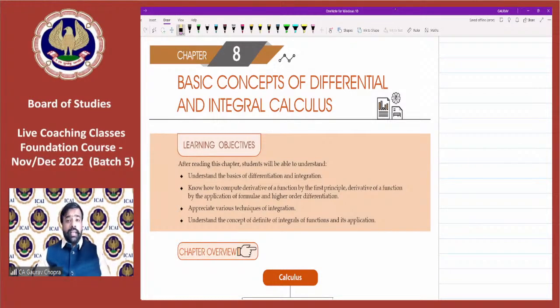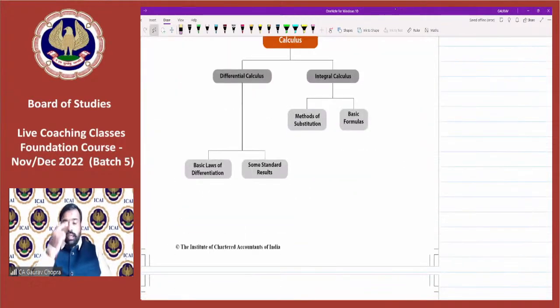So let us begin with the session differential and integral. This chapter is divided into mainly two portions. In the first portion, we will be doing differential calculus, and the second one will be integral calculus. Differentiation and integral are just opposite to each other. We will learn about that in a later session.